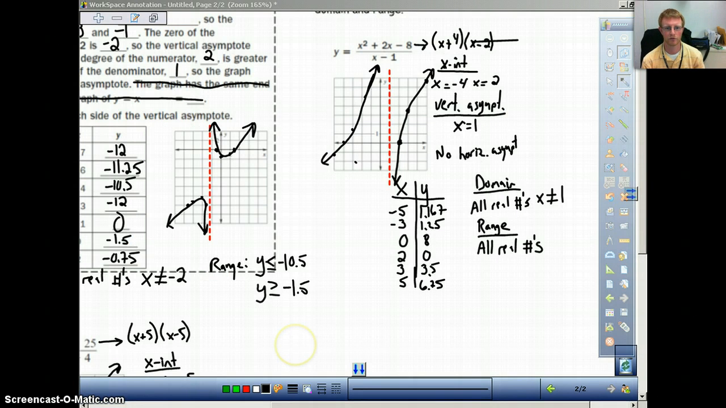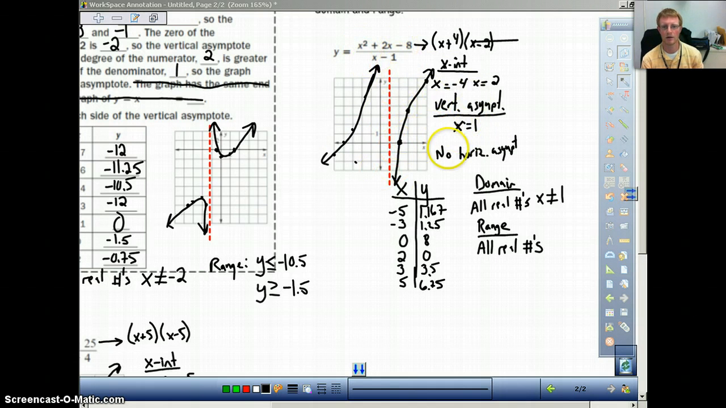All right, so you see your results on the graph here. Again, same process. We have x-intercepts from the factored portion of the top of the function. So factor that, you get x plus 4, x minus 2. X-intercepts are x equals -4 and x equals 2. Plot those on your graph. Your vertical asymptote comes from the bottom of the function. X minus 1 equals 0, so x equals 1.